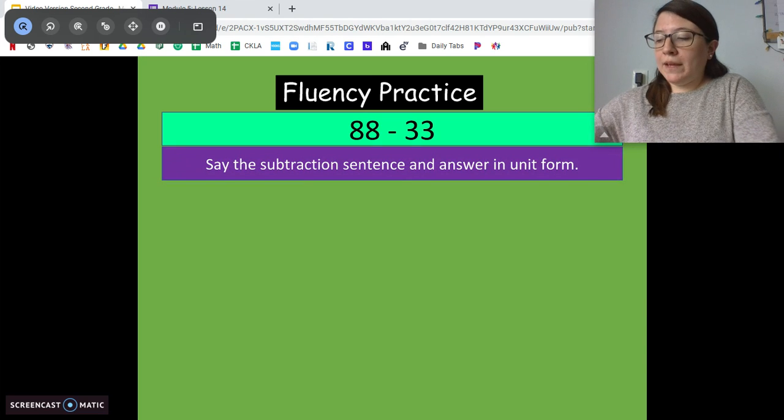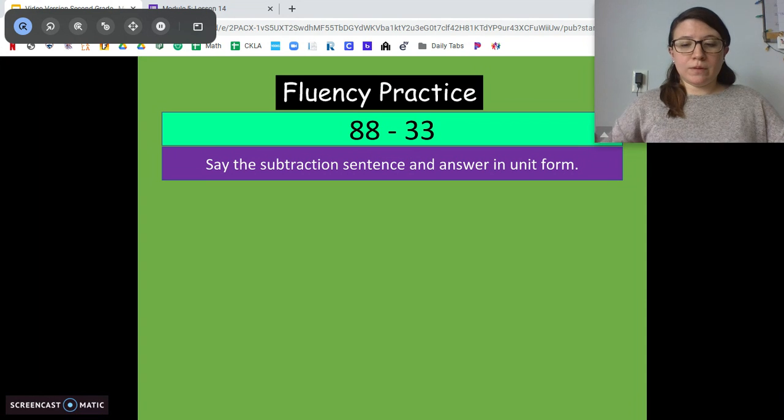All right, let's try another one like that. I want you to tell me this number in unit form. Same thing as the last one. Tell me this number in unit form.